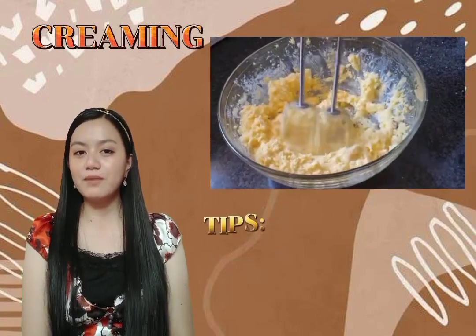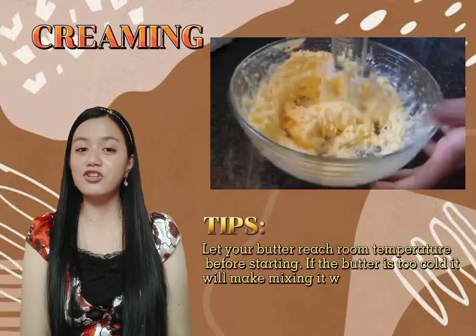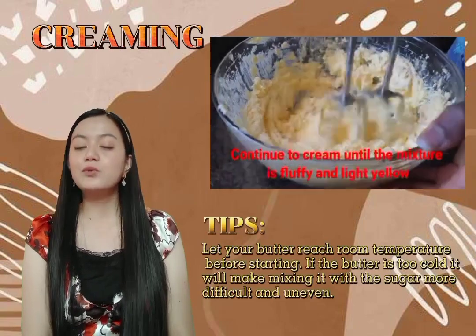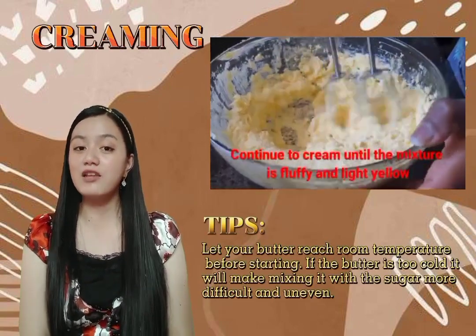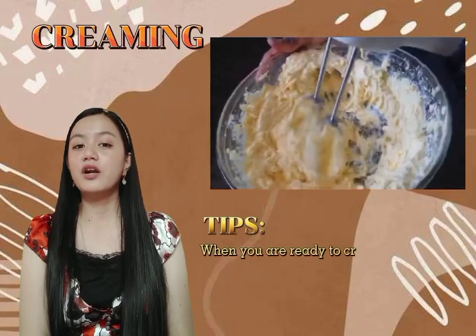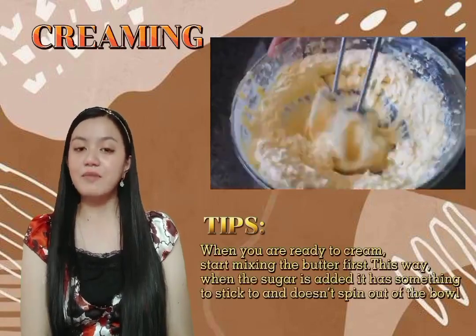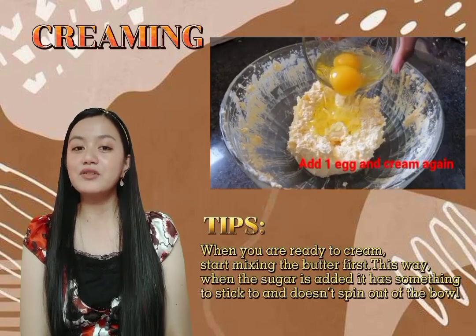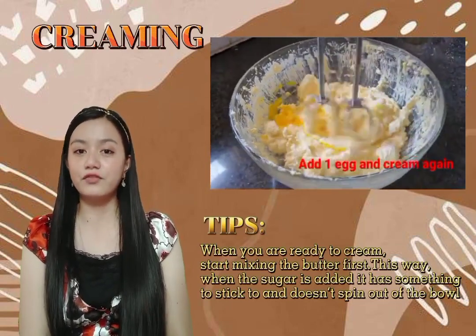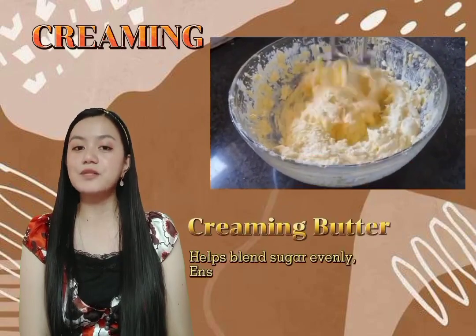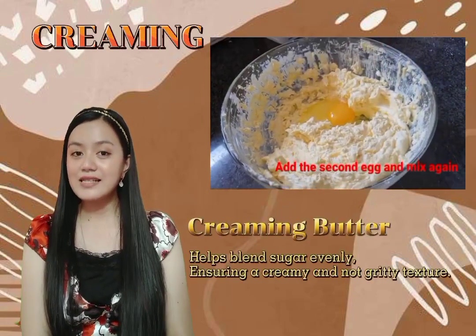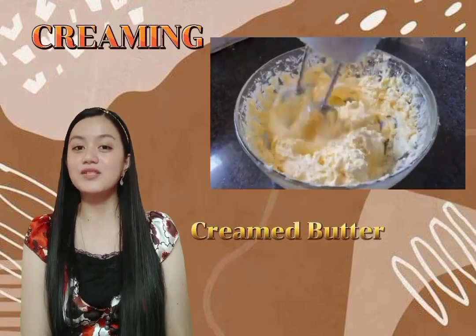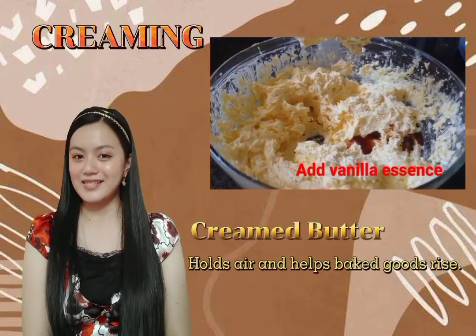In making use of the creaming technique, let your butter reach room temperature before starting. If the butter is too cold, it will make mixing it with the sugar more difficult and uneven. When you are ready to cream, start mixing the butter first. This way, when the sugar is added, it has something to stick to and doesn't spin out of the bowl. Creaming butter helps blend sugar evenly, thus ensuring a creamy and not gritty texture. Creamed butter also holds air and helps bake good rise.